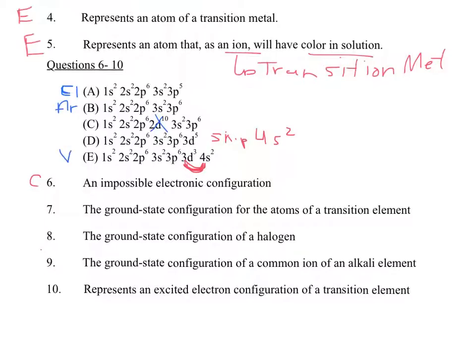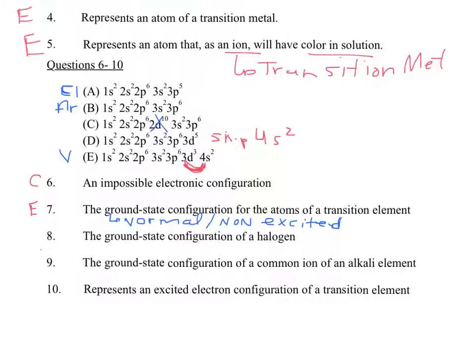Now let's look at 7. The ground state electron configuration. What does ground state mean? It's normal, non-excited. It's what you would write anytime we're talking about a regular old element. If I say write the electron configuration of lead, or of bromine, it's what you'd write. So which one is the ground state of a transition metal? E, very good. Do you see how it helps to label what element it is?